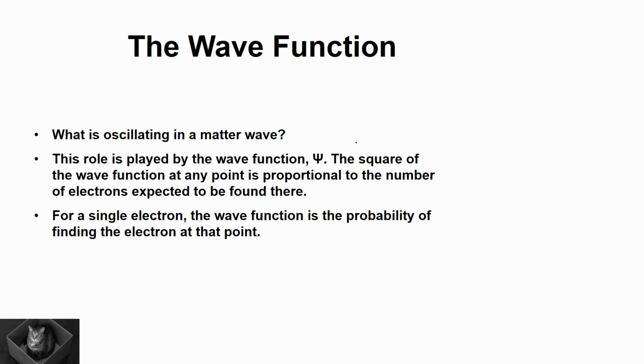So all waves tend to have something that's oscillating. Ocean waves have water that's oscillating. Waves on strings have strings, obviously, that are oscillating. Even electromagnetic waves, even though they don't have material that's oscillating, have an electric field that's oscillating and a magnetic field that's oscillating. So for these matter waves, what is it that's oscillating? It's not that we think that the electron itself, this particle, is whizzing up and down in a wave-like fashion.